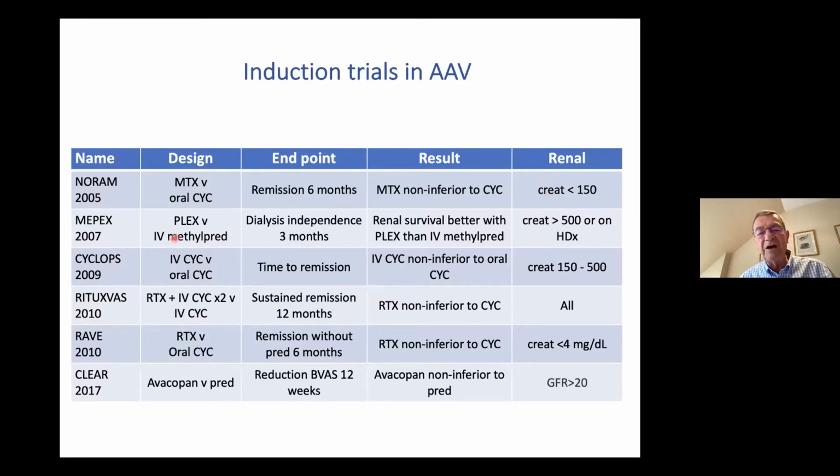The MEPEX study showed that plasma exchange was superior to methylprednisolone in the recovery of kidney function in patients with a creatinine more than 500 or on dialysis. The Cyclops study showed that intravenous cyclophosphamide was equivalent to oral cyclophosphamide in patients with moderately impaired kidney function. And there are then two studies, RituxVas in Europe and RAVE in the United States, showing that rituximab was non-inferior to cyclophosphamide in patients in this study with a creatinine less than 4, and in the UK in all comers.